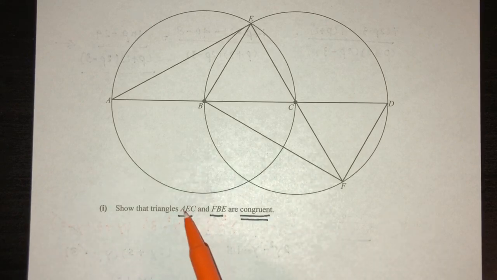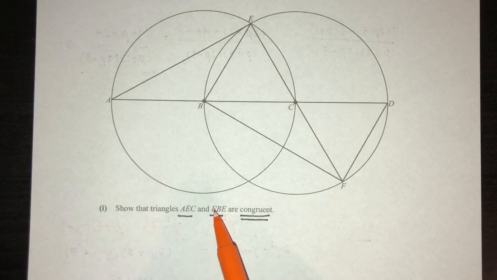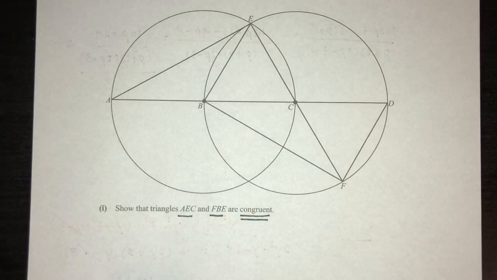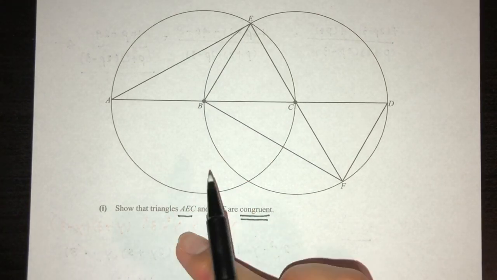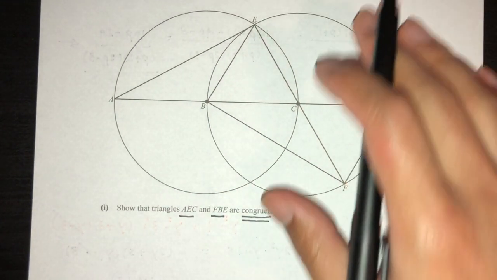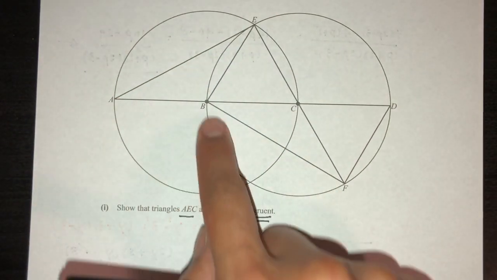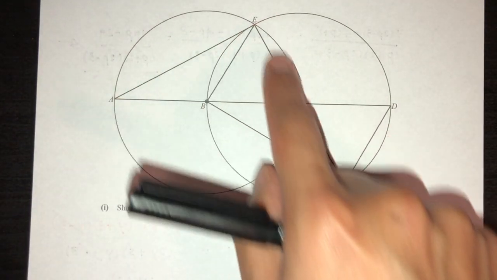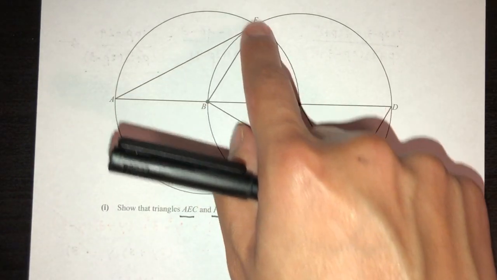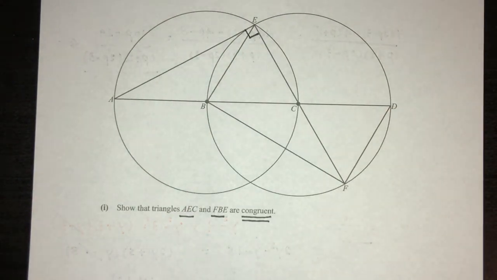So first, AEC is this triangle, and FBE is this one. Let's begin with the first triangle, AEC, and forget about the other one. We have this circle here, we have center B, we have AEC. Now, when you have a triangle over a diameter, you have to know that this angle here will be 90 degrees. That's the first thing we can derive.